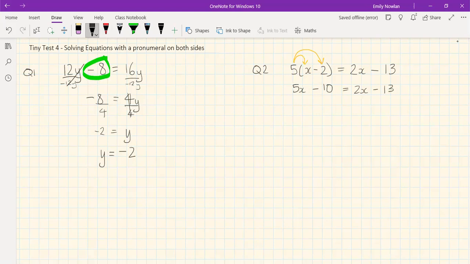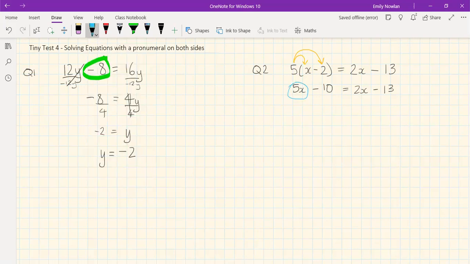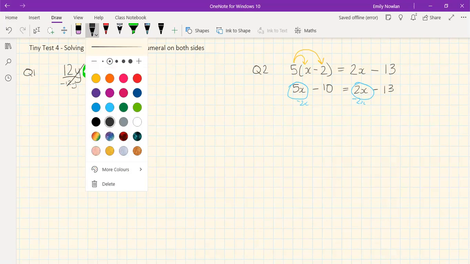Now again, have a look. We seem to have pronumerals on both sides. There's a pronumeral and there's a term with a pronumeral. 2 terms and they both have pronumerals on both sides. Now which one is smaller? Well, the 2x is smaller, so I'm going to move that one. So I'm going to subtract 2x from both sides. So I take 2x from both sides.